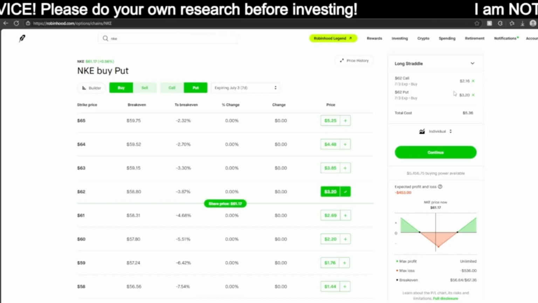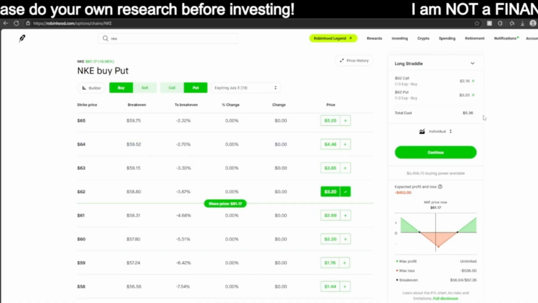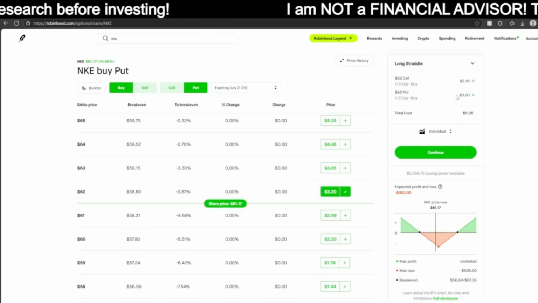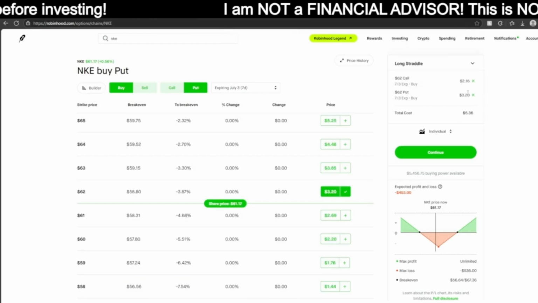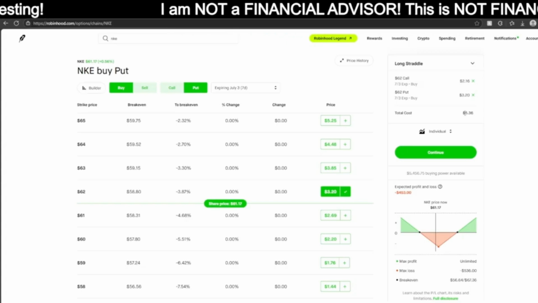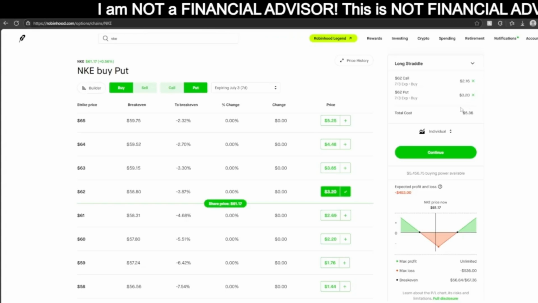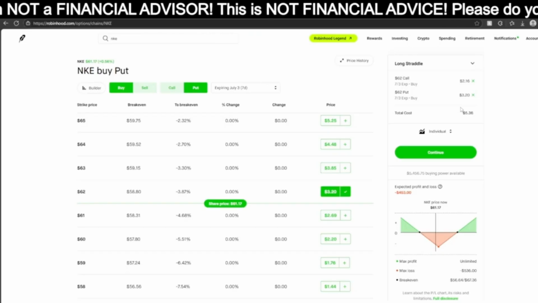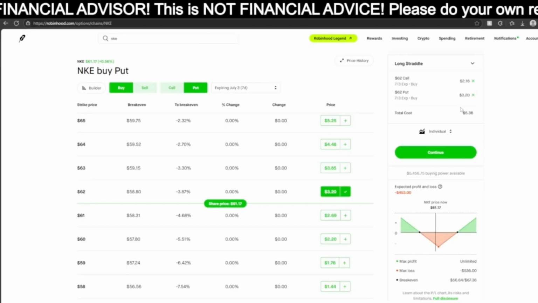You're paying for two options, so it's going to cost you $500 instead of just betting for either the call side, $216, or the put side, $320. You're paying for both, so it's going to cost you a lot more money in capital. And also, you have a risk of what's called implied volatility crush, or IV crush.